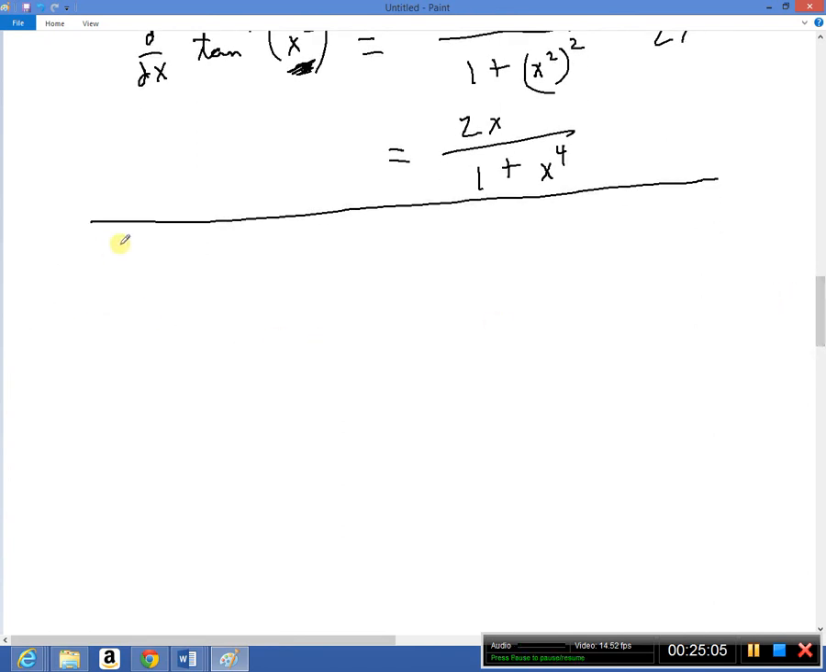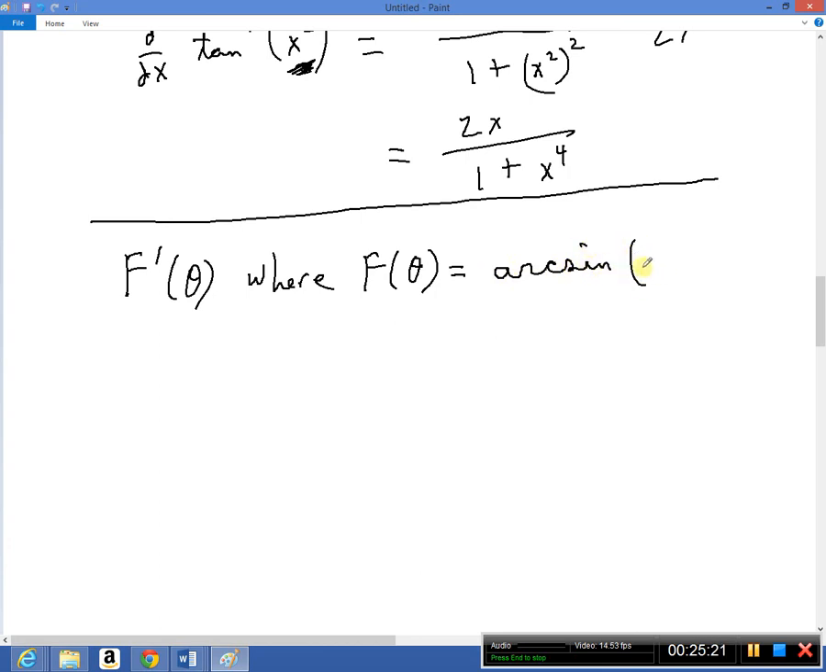How about f prime of theta, where f of theta is equal to the arc sine of the square root of sine theta. Now, I didn't make this up. This is actually a textbook problem, one that I'm not going to assign, but I could have. It's not that bad. How do we calculate f prime of theta?